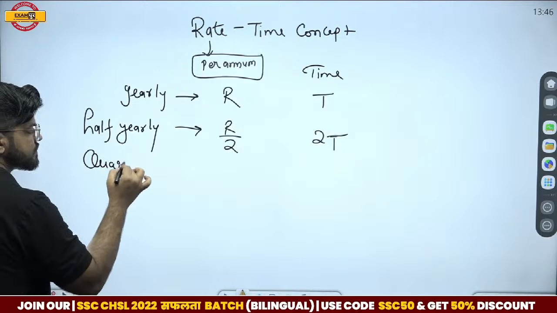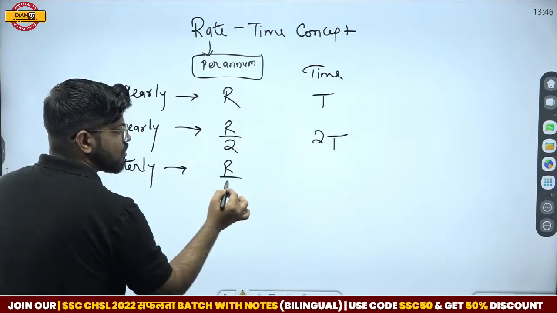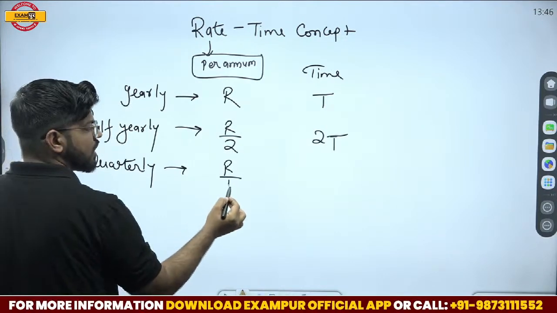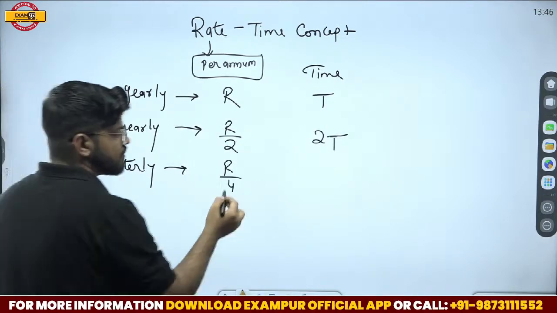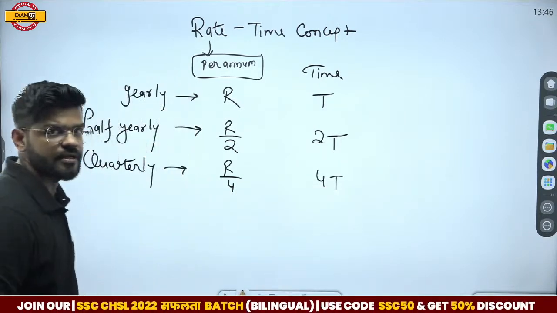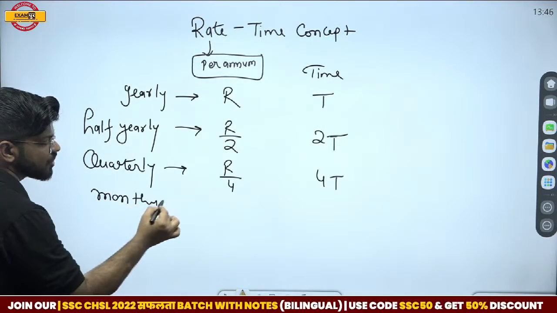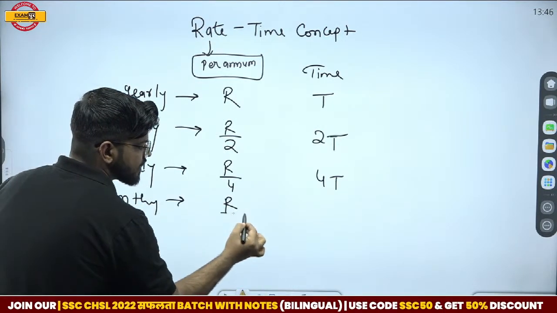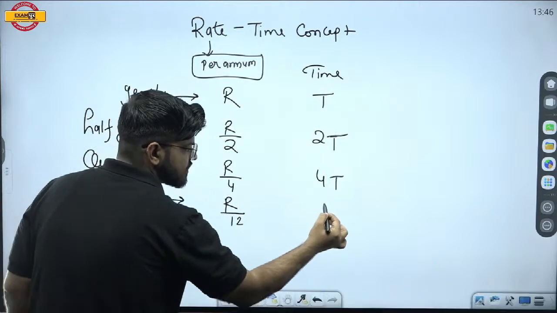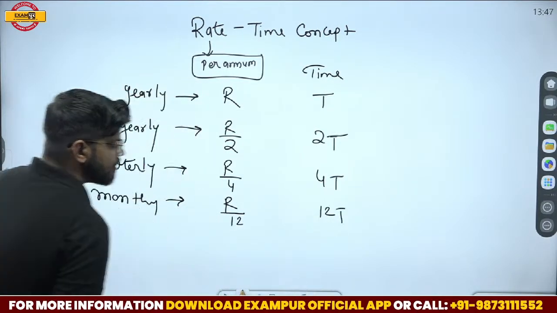Quarterly. For quarterly, you know how many quarters are there? We have 4 quarters in a year. So we have divided by 4 here, so we can write 4T here. For monthly, what should we do? R divided by 12 and 12T.